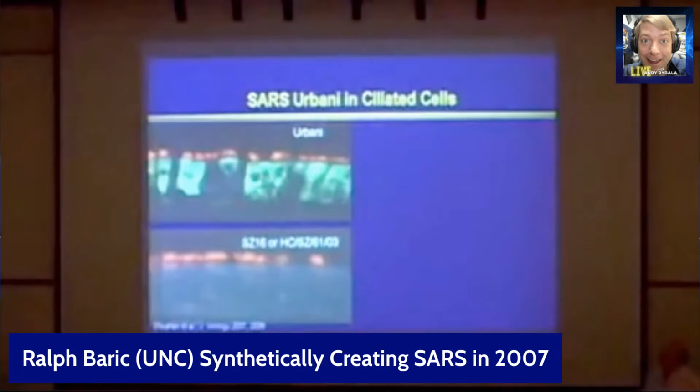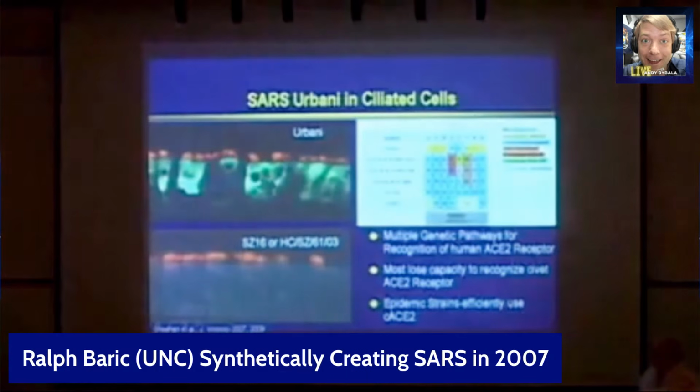And this is just some fluorescent microscope images showing the cilia of the ciliated cells with expression of the SARS nucleic acid protein from an epidemic strain on the ciliated cells, and the zoonotic strains, SE16 and the HCSE6103, can't replicate. However, if you passage these viruses on human airway cells in culture, you can actually rapidly select out variants that can replicate efficiently in human airways.